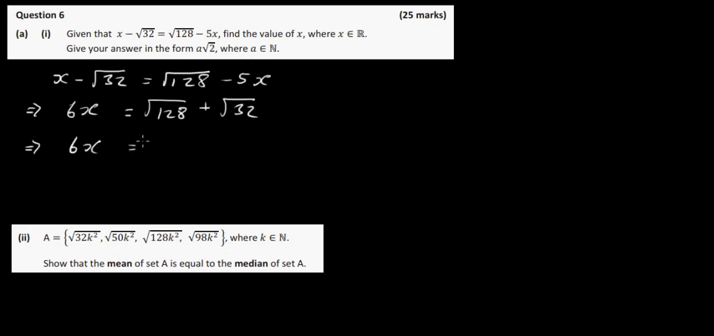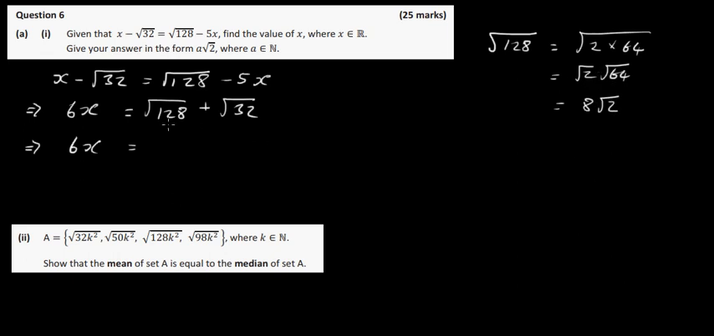Now if you take the square root of 128, your calculator will do this for you, but if you take 128, you can see that that's just the same as twice 64. So square root, that will give us square root 2, square root 64. The square root of 64 is 8, so we just get 8 root 2. But if you didn't do it this way, your calculator should do that for you anyway. So this here is just 8 root 2.